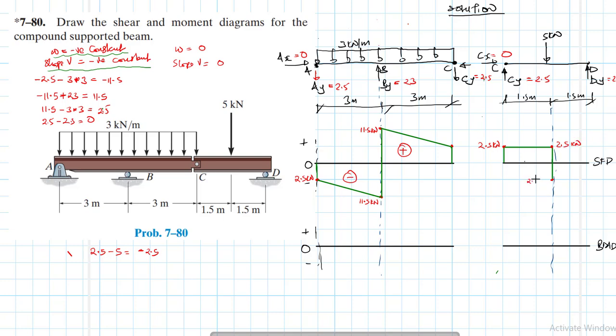So this point is also 2.5. Then from the point load to D, again, we have a load of 0, therefore slope also will have a 0 slope. So we expect this to just be again a horizontal line like so. And then at dy, we have this value of 2.5. So we have negative 2.5 plus 2.5, which again is supposed to do what? To close.